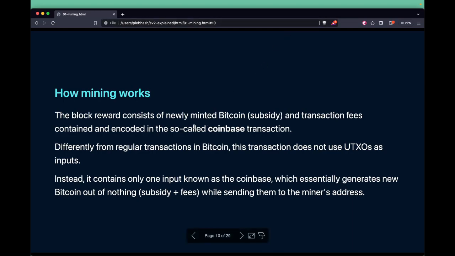So these newly minted Bitcoin, and the transaction fees, are contained and encoded in the so-called coinbase transaction. Differently from regular transactions in Bitcoin, this transaction does not use UTXOs as inputs, and instead it only has one single input known as the Coinbase, and it essentially generates new Bitcoin out of nothing, which is the subsidy plus the fees, and sends this Bitcoin to the miner's address.